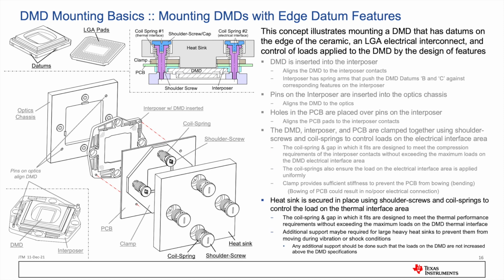The heatsink is secured in place using shoulder screws and coil springs to control the load on the thermal interface area. The coil spring and gap in which it fits are designed to meet the thermal performance requirements without exceeding the maximum loads on the DMD thermal interface. Additional support may be required for large, heavy heat sinks to prevent them from moving during vibration and shock conditions. Any additional support should be done such that the loads on the DMD are not increased above the DMD specifications.